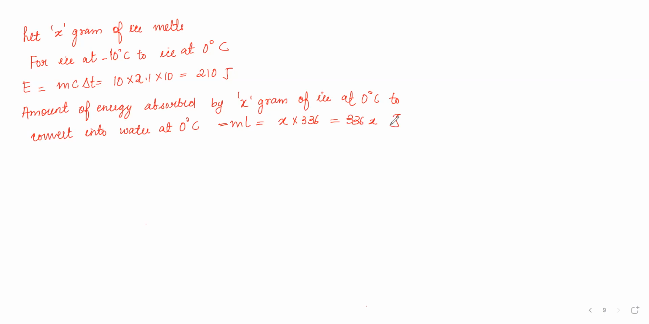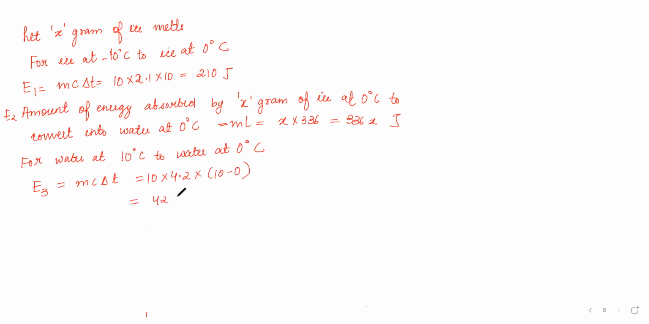Okay. Now you have to also calculate the another side for water at 10 degrees to water at 0 degree. See what will be the energy conversion. Let this be E1, then let this be E2. So E3 will be equal to again m into c into delta T. So this will be equal to 10 into 4.2 into delta T is how much? 10 minus 0. So this is equal to 42 into 10, which is equal to 420 joules.